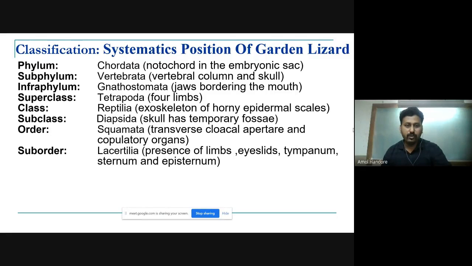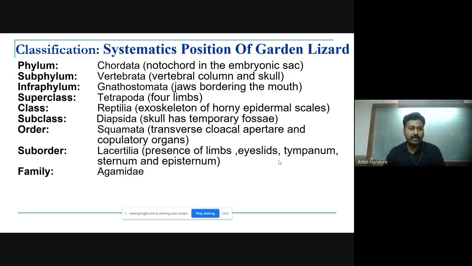Now they belong to suborder Lacertilia. Why are we classifying them into Lacertilia? Because they have the presence of limbs, that is forelimbs and hind limbs. Eyelids are present, tympanum is present, sternum and episternum. You must have studied their skeleton. In that, the sternum bone you have come across in the thoracic region where the ribs are attached, right? Here the sternum and episternum are well developed, as well as they show the presence of limbs, eyelid and tympanum. That's why we classify them into suborder Lacertilia.